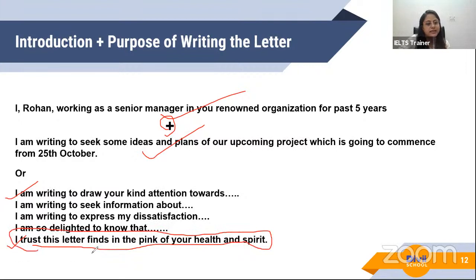I trust this letter finds you in the pink of your health and spirit. Means I hope whenever you receive the letter, you would be doing great over there. You are really keeping good over there. So you will be writing this as the introduction statement for the informal letters. All right. So this is all about the introduction part.